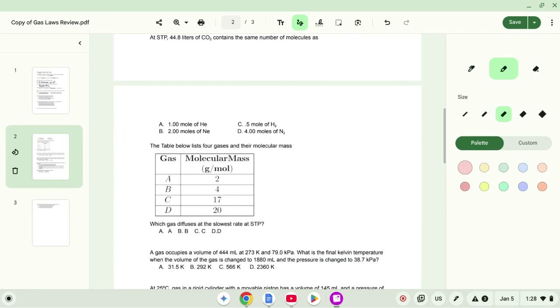At STP, 44.8 liters of carbon dioxide contains the same number of molecules as... So you have to remember that 22.4 liters equals 1 mole, so 44.8 liters equals 2 moles, and the only option with 2 moles is B. The table below lists 4 gases and their molecular mass. Which gas diffuses at the slowest rate at STP? The gas that diffuses at the slowest rate is the one that's going to be the heaviest because of its size, so the answer is D.